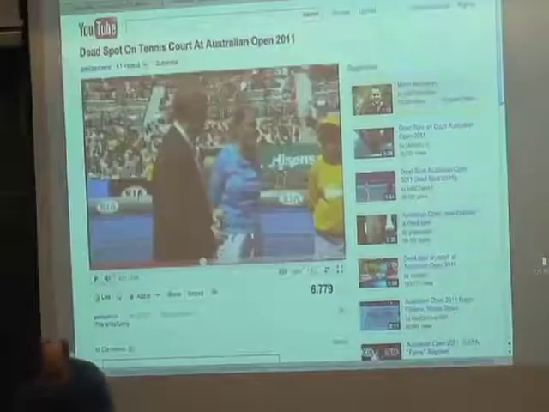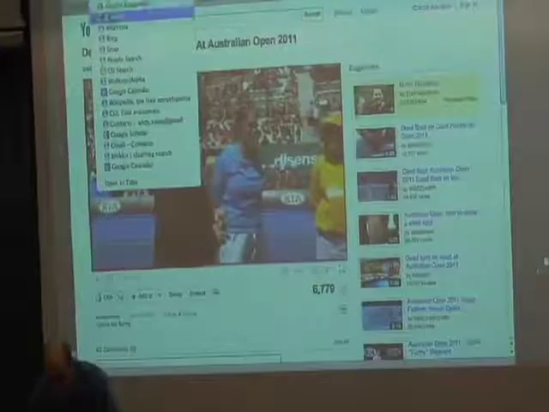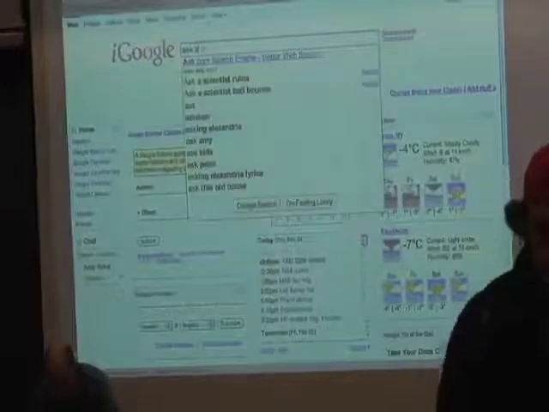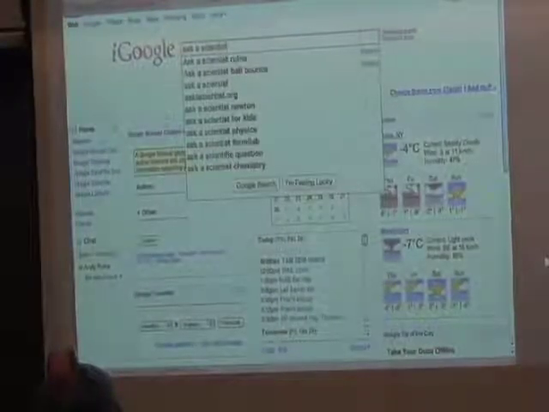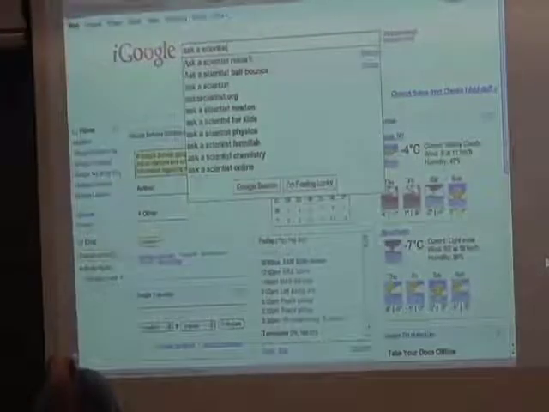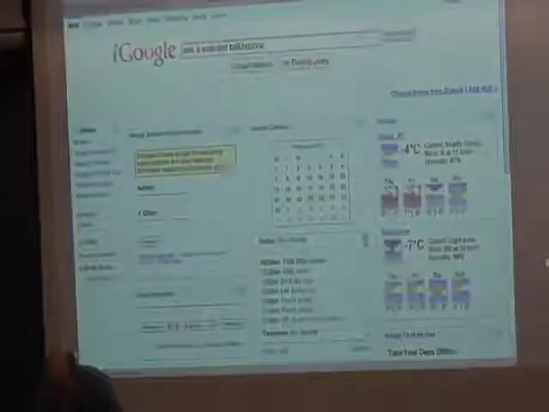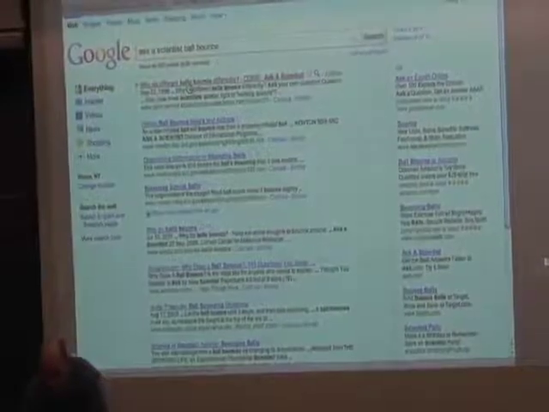You were curious about that, so you went into Google. What would you want to do if you want to know something like that? You'd ask a scientist, right? Ask a scientist how a ball bounces. And you ask a scientist and you get, how do balls bounce? Different balls bounce differently. And you get this article on the web, if we're lucky.